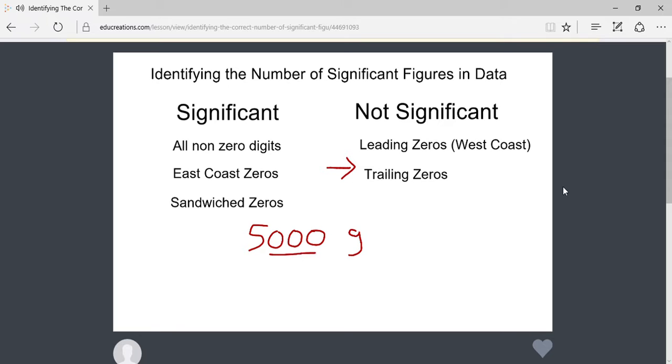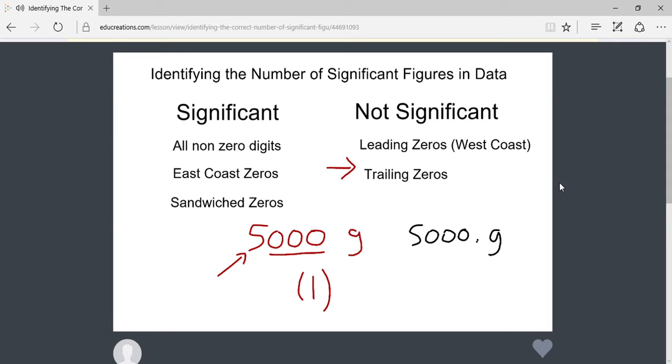Each of these trailing zeros therefore does not count as significant to the measurement. Therefore, only the 5, the non-zero digit, counts as a significant figure. This particular measurement is made up of 1 significant figure.